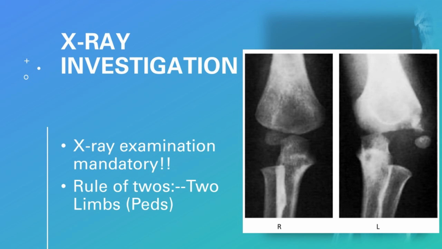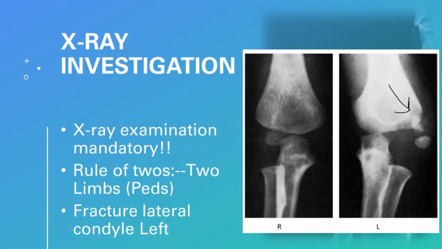But on this one, you can see on the right, and then on the left, see how it's kind of come off? So it's a lateral condyle fracture. And that's me pointing it out. Good job. All right, so is that for every injury?